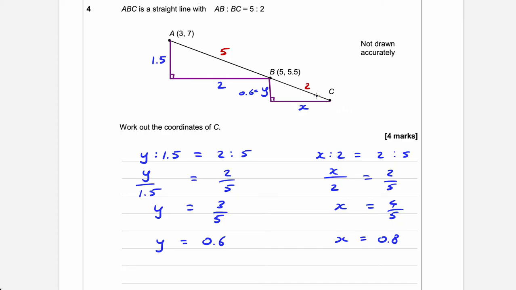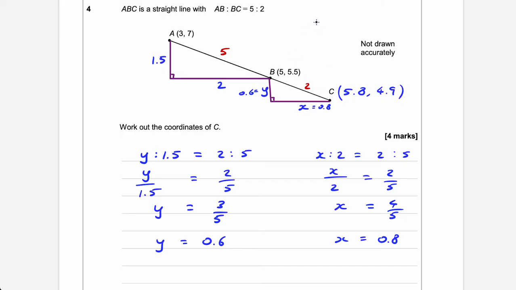I need the coordinate. So to get the coordinate, to get c, let's do the x first. I need to add 0.8. So this is x equals 0.8. I need to add 0.8 to the 5, so that gives me 5.8. And I need to subtract 0.6 from the 5.5, which gives me 4.9.